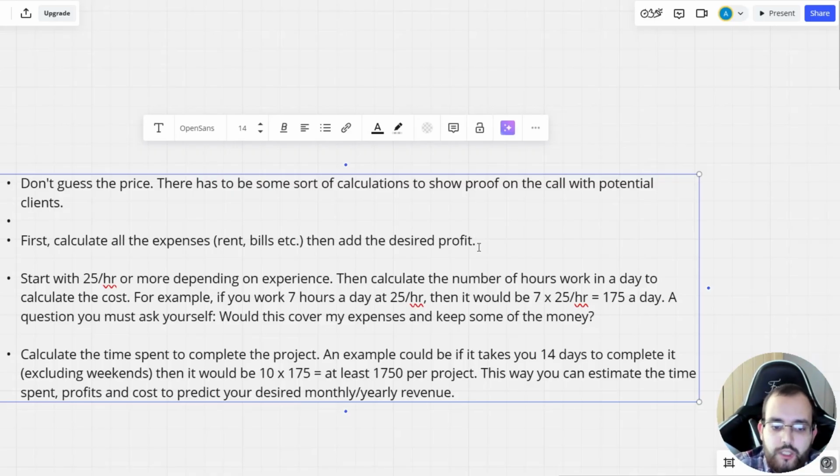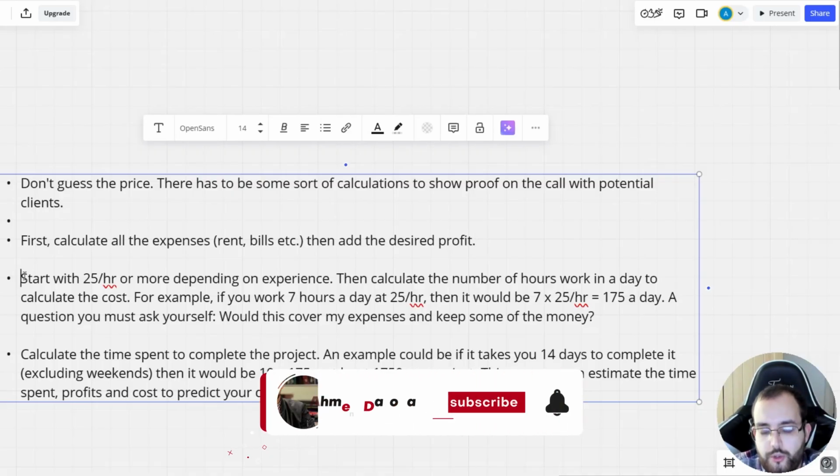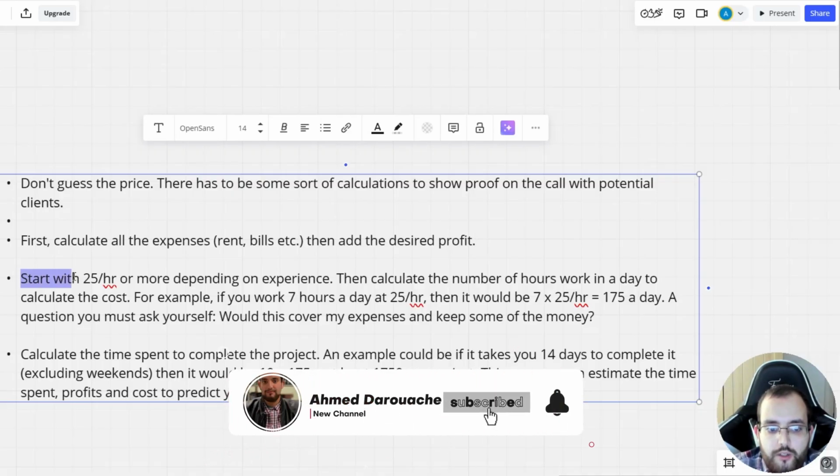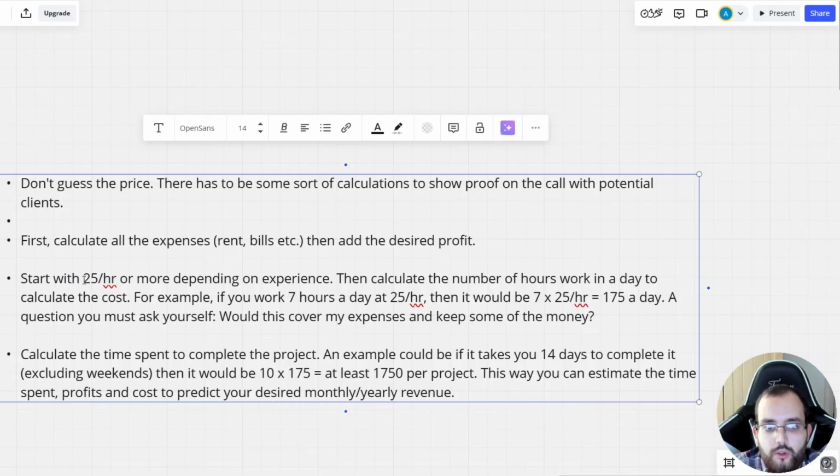Now, to calculate the hours of work that you are showing your client, on the third one, I'm just showing you an example. Start with 25 an hour. The reason why I did not put pounds or euros or dollars or maybe rupees is because it's really up to you. So I just left it there to be flexible.